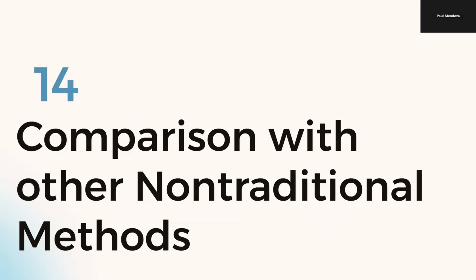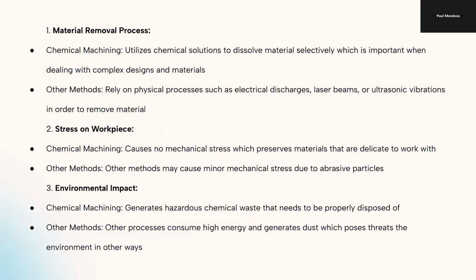Comparison with other non-traditional methods. 1. Material removal process. In chemical machining, we utilize chemical solutions to dissolve material selectively, which is important when dealing with complex designs and materials. On the other hand, other methods rely on physical processes such as electrical discharges, laser beams, or ultrasonic vibrations in order to remove material.